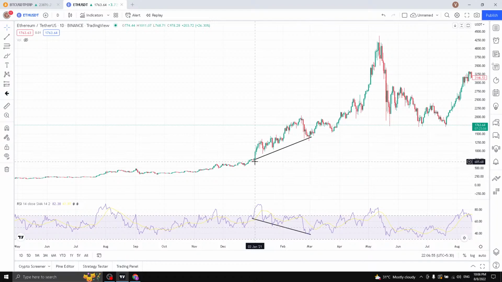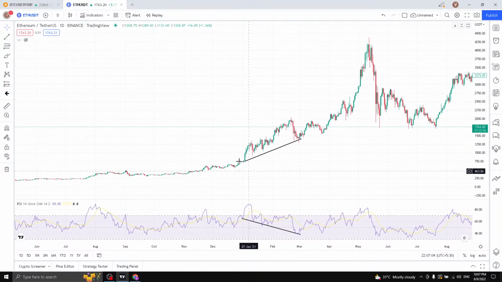So here as Ethereum pumped from 740 to 2000, we saw a little bit of a downtrend up to 1400. So I'll just draw a trend line here. The price went up but the oscillator went down, which is a hidden bullish divergence.